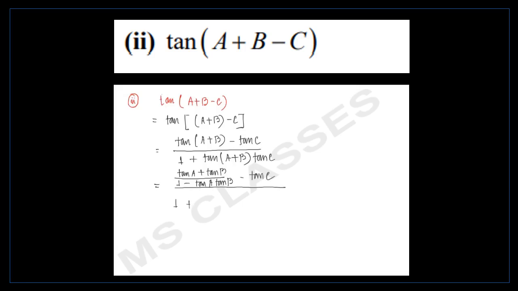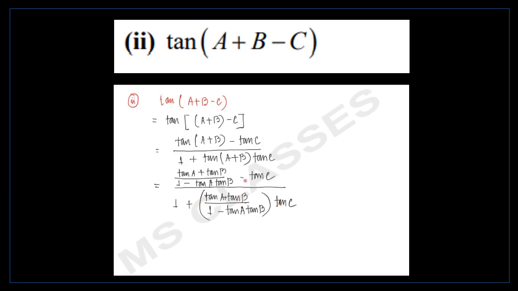By 1 plus tan A tan B, tan A plus tan B by 1 minus tan A tan B into tan C. So what we have done is tan (A plus B) equals tan A plus tan B by 1 minus tan A tan B, minus tan C. Here tan (A plus B), that is, 1 plus tan A plus tan B by 1 minus tan A tan B into tan C.